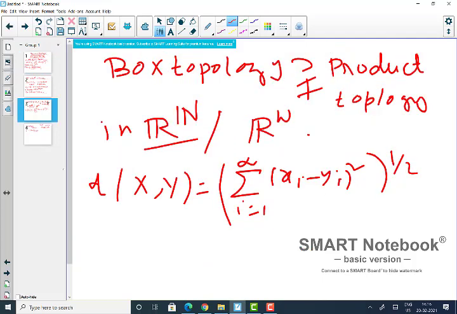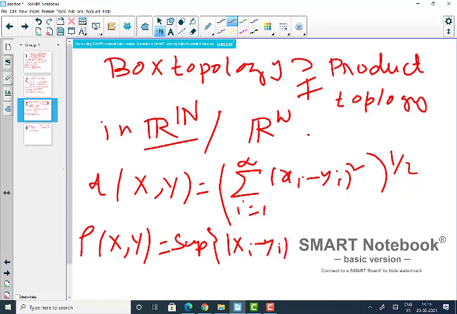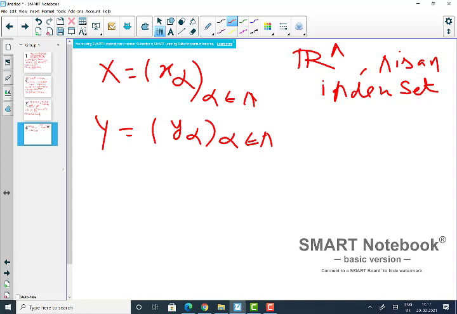So if I just define it like this, the supremum of mod of x_i minus y_i, then also I don't know whether this is possible or not. The supremum may not exist, right? So what do we do? This metric does not make sense, so I need something else which will make sense here.